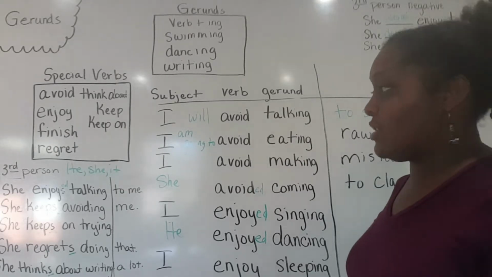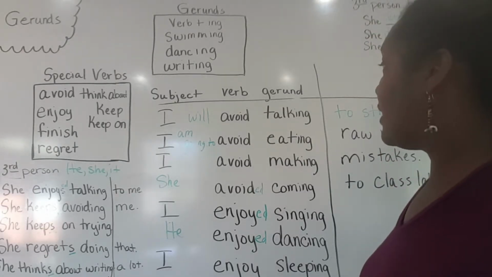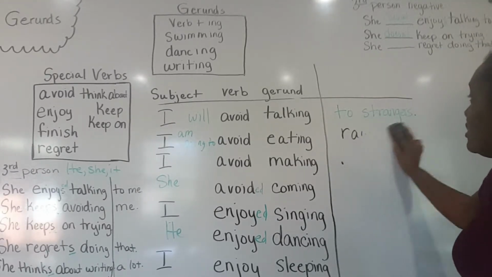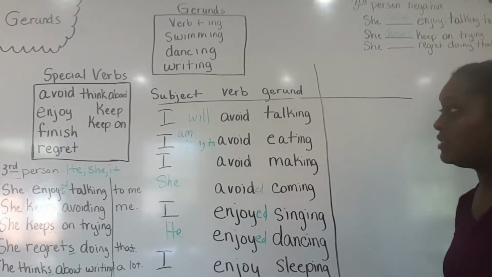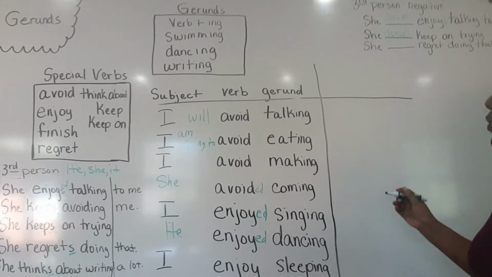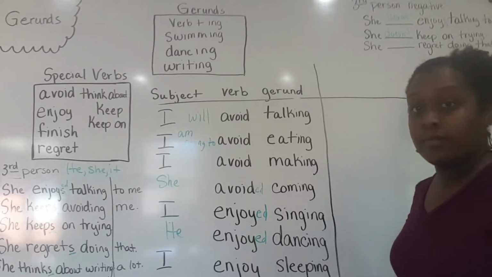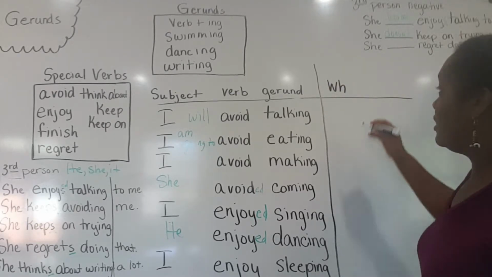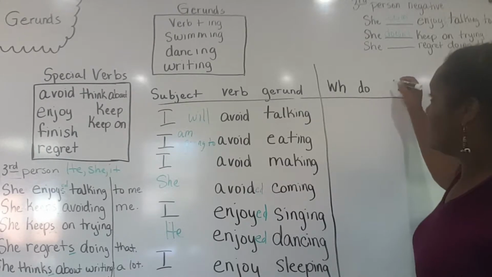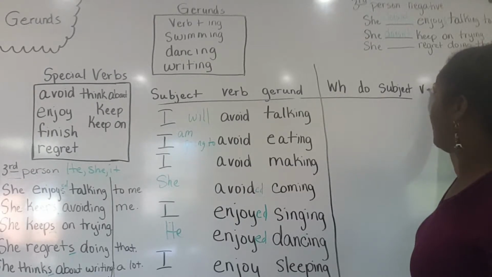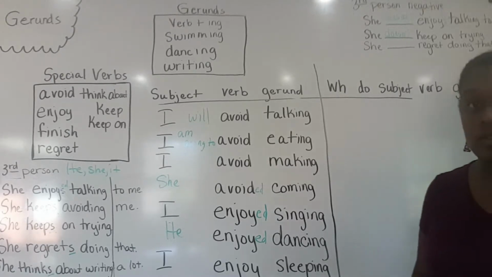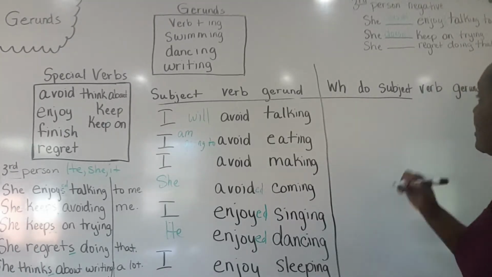Lastly, how do we ask questions? That's a good thing. Okay? If you have a question, I'm going to erase this here. We're going to put our questions here. We put our WH question, the auxiliary verb do, the subject, the verb, and then the gerund. Okay? So it would look like this.